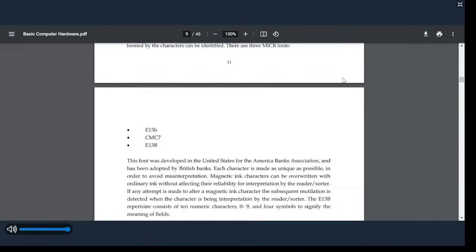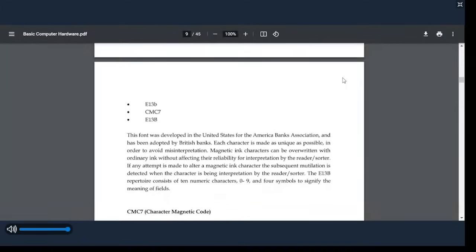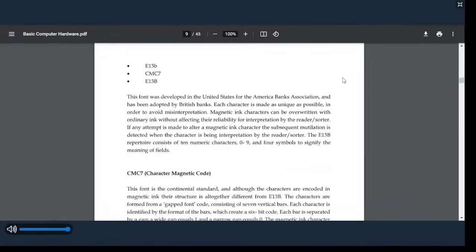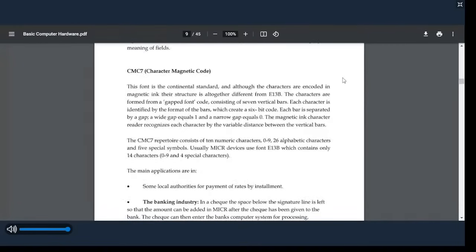So there are three forms of fonts of MICR. We have the E13B, CMC7, and E13B. These fonts were developed in the United States for the American Bankers Association and have been adopted by British banks. Each character is made as unique as possible in order to avoid misinterpretation. Mostly these ones are used in checks. When you go to the bank and you want to see if the check is okay, they pass something on that check and they are able to read it.